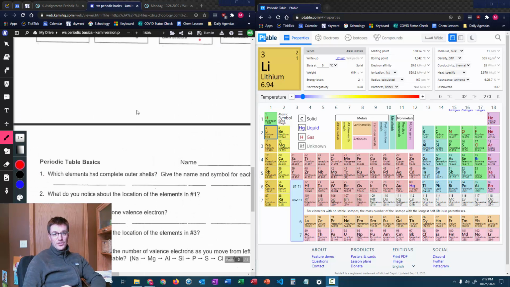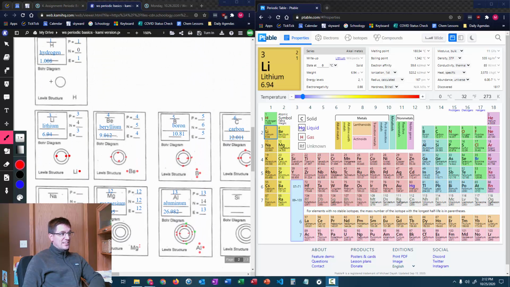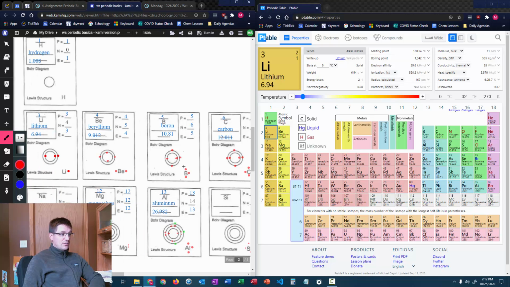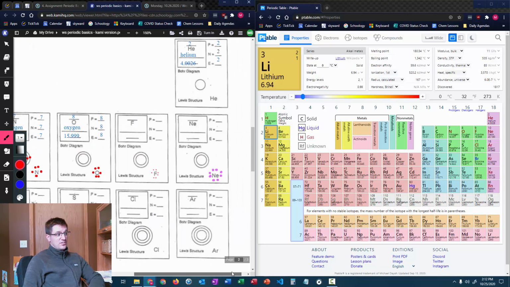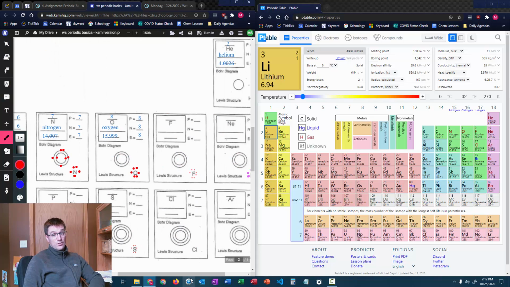Welcome back. We're taking a look at the last page here of the periodic basics worksheet. Number 1, which elements had complete outer shells? Well, the outer shell is the valence shell. You'll notice that everything in the first row, just hydrogen and helium, only has 1 shell. Everything in the second row has 2 shells, and everything in the third row has 3 shells. Not a coincidence. Pretty neat.